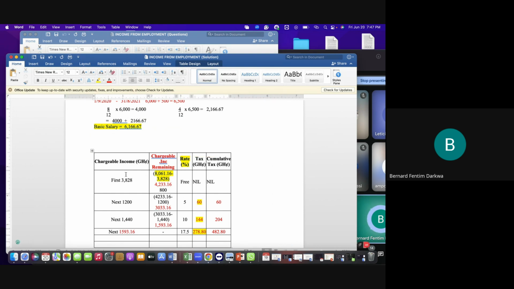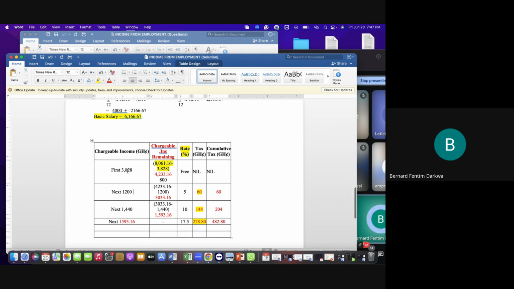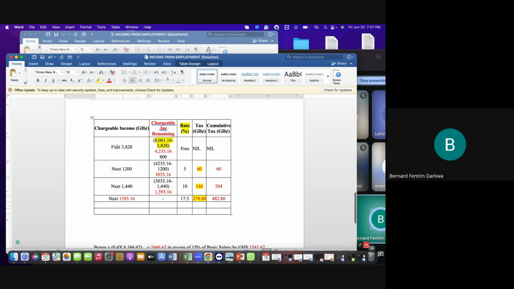So you see that we have chargeable income, the amount that you have to be taking is here. This one will always be given to you. Then I added a column, chargeable income remaining. You can add it, and you can also bring it to the end here. It's not compulsory, but sometimes if you bring it, it makes your workings very easy.